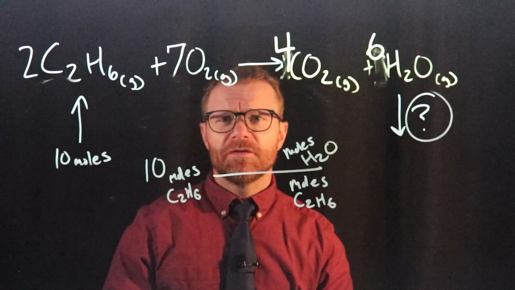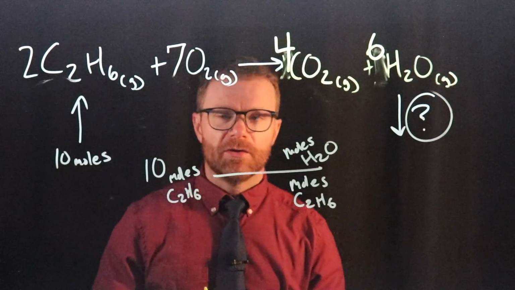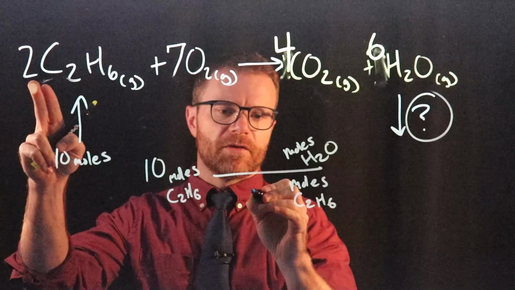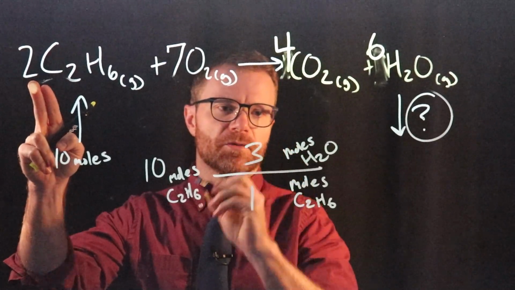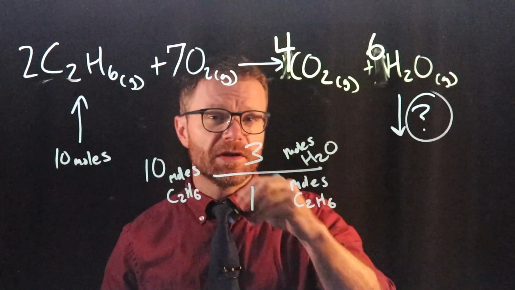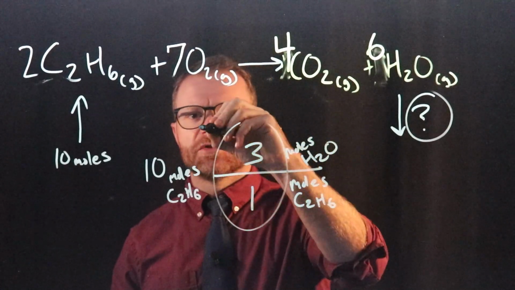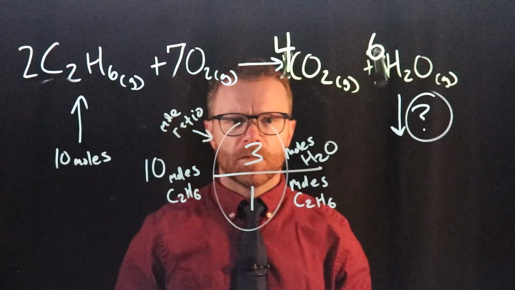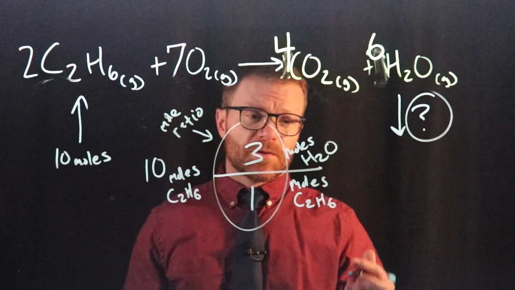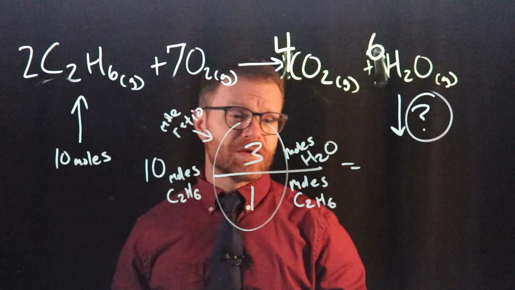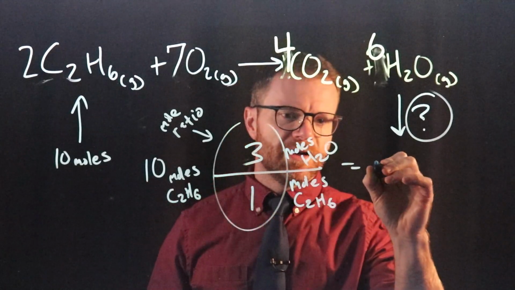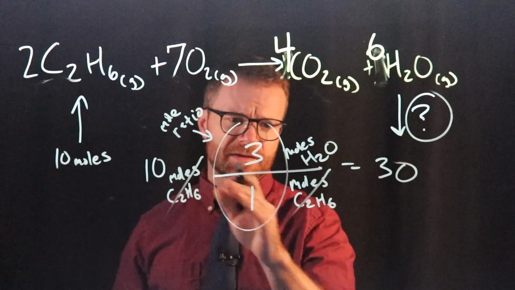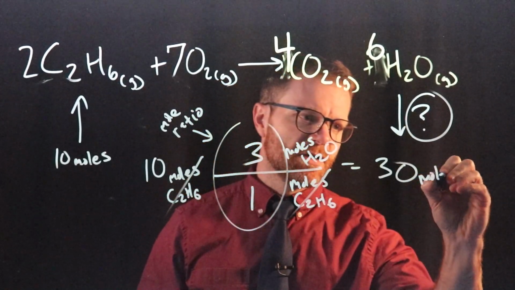What I put in this conversion factor is the mole ratio. We know for every 2 moles of ethane, there's 6 moles of water, or for every 1 mole of ethane, there's 3 moles of water. We're using the mole ratio in our conversion factor. And now it becomes a really easy math problem. 10 times 3 is 30. 30 divided by 1 is still 30. Moles of ethane cancels with moles of ethane because it's on top and bottom, leaving moles of water.